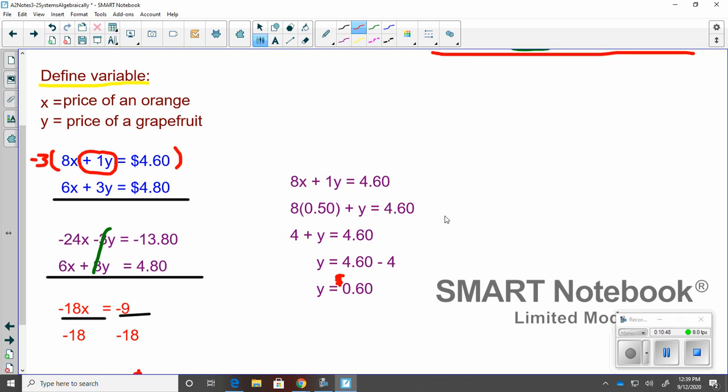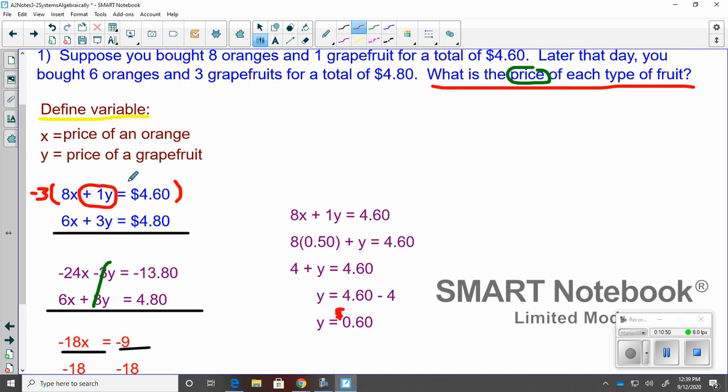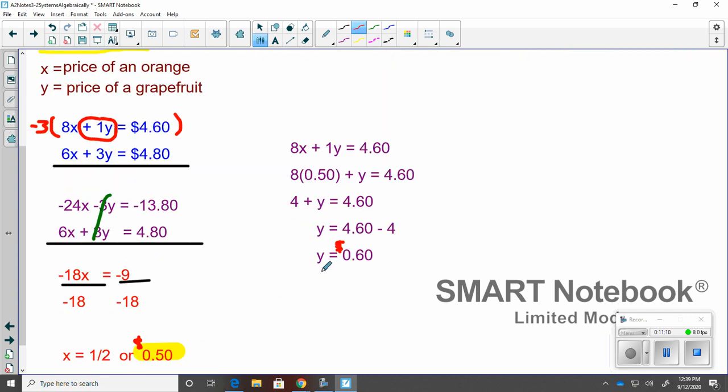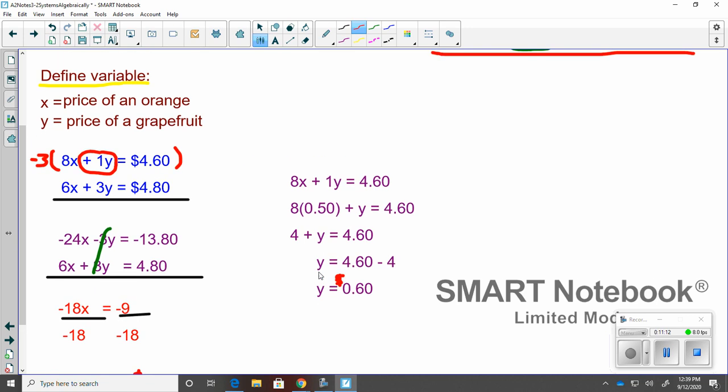And you can always do a quick check. You can take this, substitute 50 cents here and 60 cents here, and like 8 times 50 cents, for example, would be $4. 1 times 60 cents is 60 cents, and then 4 plus 60 cents is $4.60. And then you'll have to check it in the second equation too to make sure, guaranteed, that these are both correct and is a solution to this system.